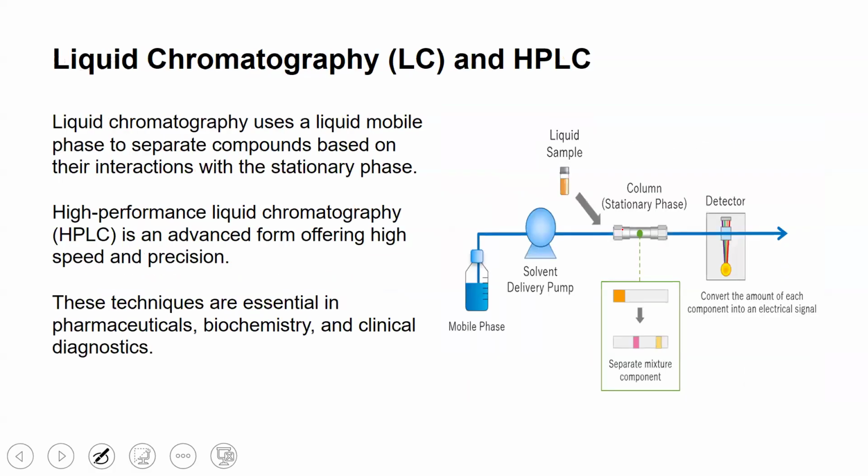The next is liquid chromatography, which uses a liquid mobile phase to separate compounds based on their interaction with the stationary phase. So the separation of the compounds is based on the interaction of the compounds with the stationary phase. Then we have high performance liquid chromatography, an advanced form offering high speed and precision for the separation of compounds. These techniques are essential in pharmaceuticals, biochemistry, and clinical diagnostics.